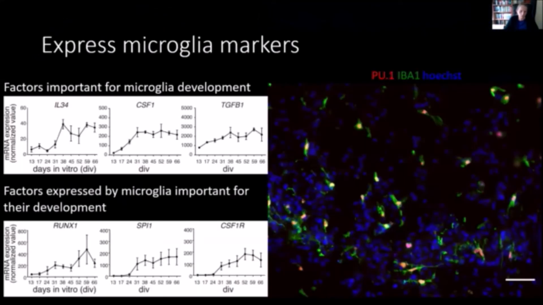And here you see that the perimeter, of course, becomes much larger if you look over time. These cells also express factors and genes that are known to be important for microglia development. So this interleukin 34, which is going up, CSF1, TGF-beta1, and also certain transcription factors like RUNX1, SP1, and CSF1R.